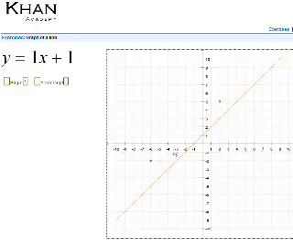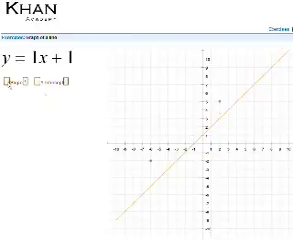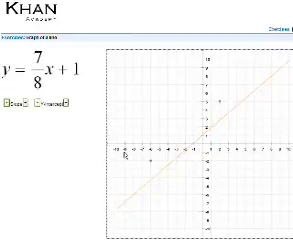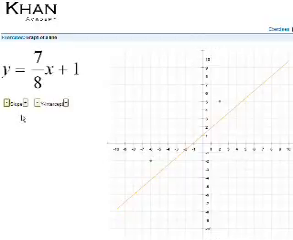So it looks like the current line slope is a little too high. So let me lower the slope a little bit. That looks about right. 7/8 x. So that means for every 8 you move to the right, you're going to move 7 up. And I'm going to draw that better in another module.